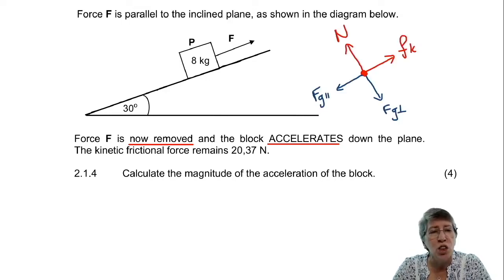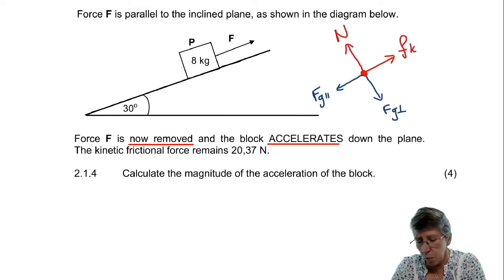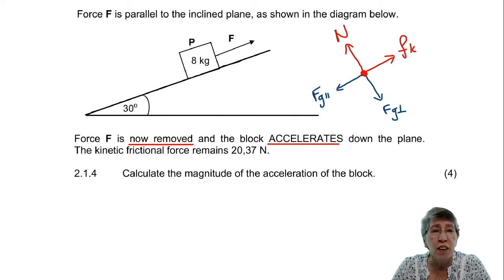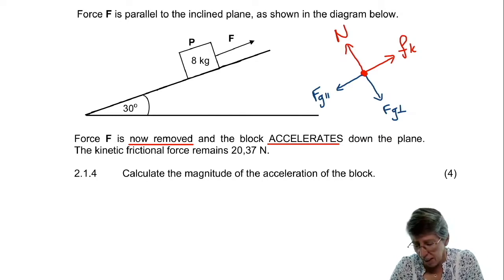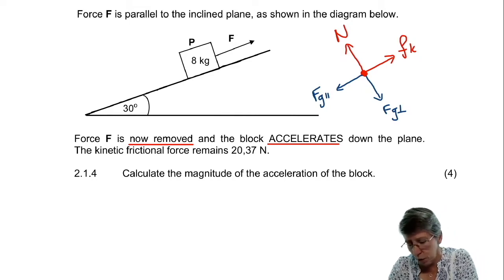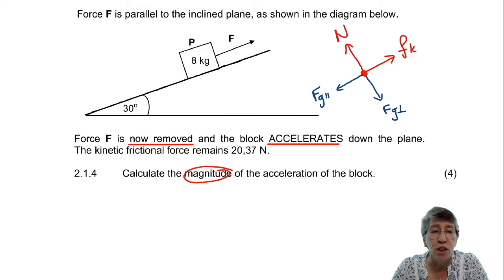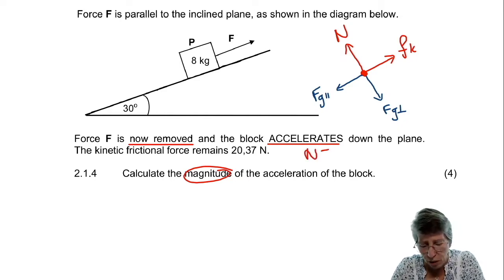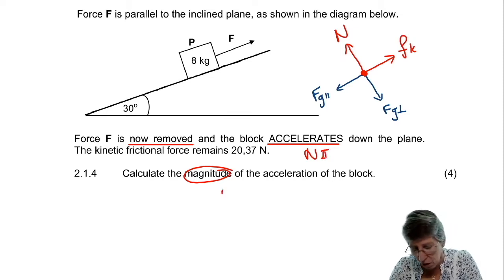So now we need to look at the forces again. This time we've got a frictional force upwards because we are accelerating down the plane. And we still got the normal force and the gravity as before. And they tell us that the frictional force is remaining 20,37. And now they ask us to calculate the magnitude of that acceleration of the block. If they want the acceleration, that's all about Newton's second law, and I'm definitely going to start this question with F net is equal to m times a.